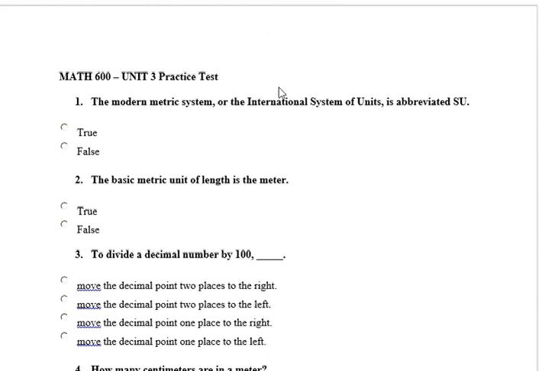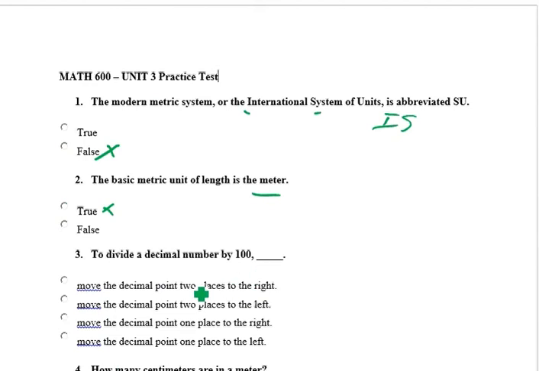Alright, the modern metric system, or International System of Units, is abbreviated SU. No, it's the International System, it's IS. So that would be false. The International System of Units, it's called the IS. So the basic metric unit of length is a meter. That's right. A meter is about a yard. So that's true. And to divide a decimal number by 100, move the decimal 2 places to the right.